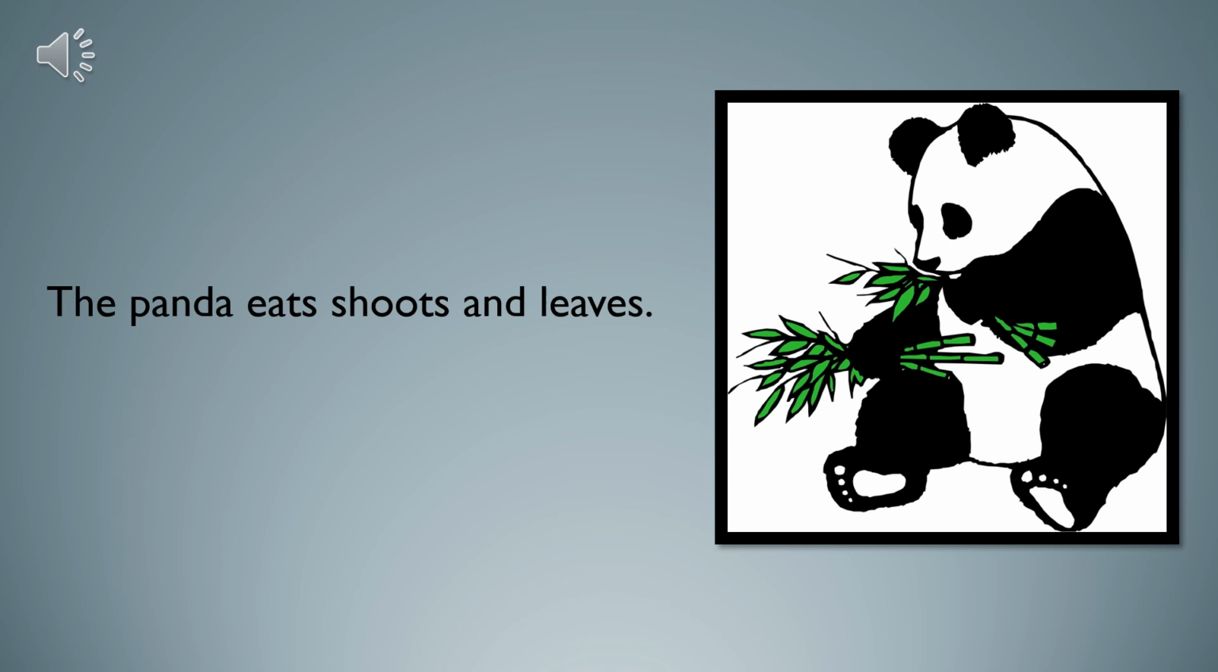The panda eats shoots and leaves. As it is currently written, the meaning of this sentence is as follows. A panda eats some shoots, perhaps bamboo shoots, and that same panda then eats some leaves. The nouns of the sentence are panda, shoots, and leaves. The verb of the sentence is eats.